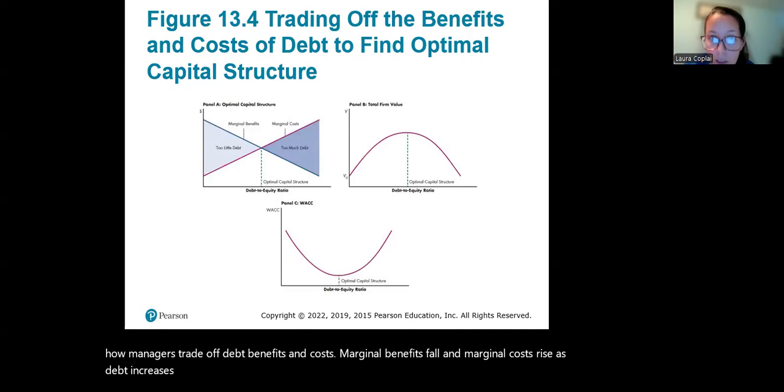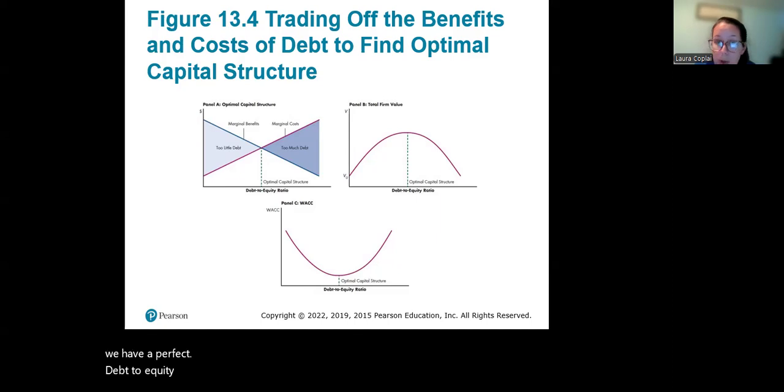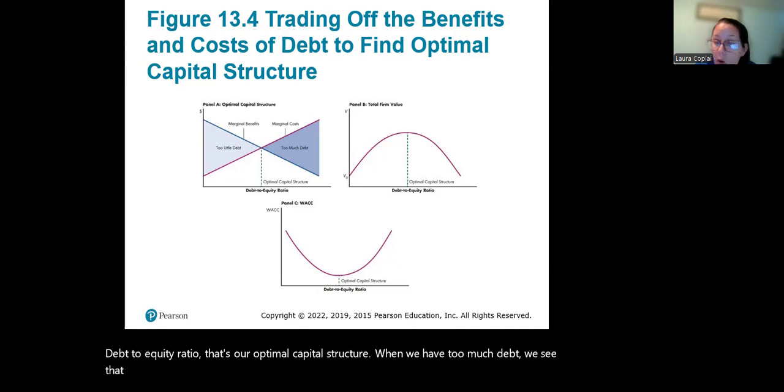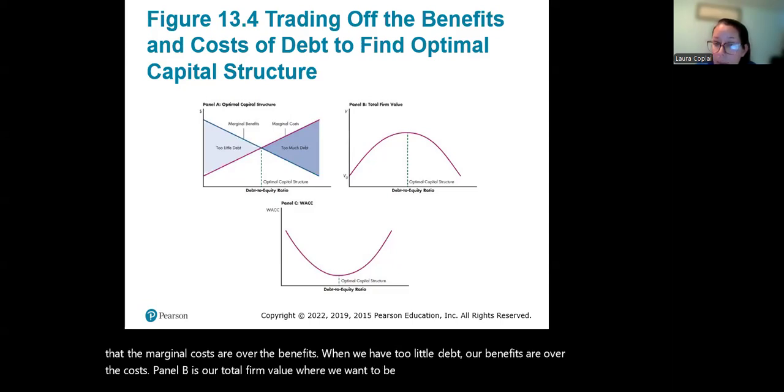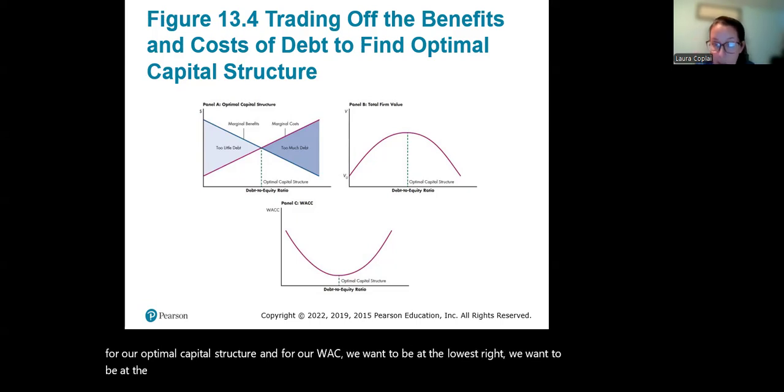So here's that figure. In panel A, we have optimal capital structure, where we have a perfect debt to equity ratio. That's our optimal capital structure. When we have too much debt, we see that the marginal costs are over the benefits. When we have too little debt, our benefits are over the costs. Panel B is our total firm value, where we want to be right at the peak of that bell curve for our optimal capital structure. And for our WACC, we want to be at the lowest, right? We want to be at the lowest WACC for our debt to equity ratio.